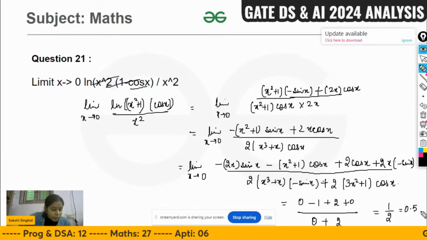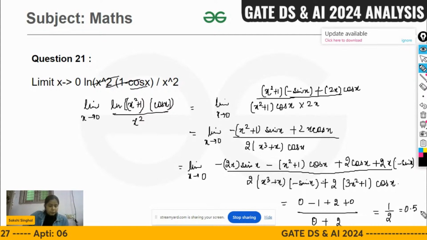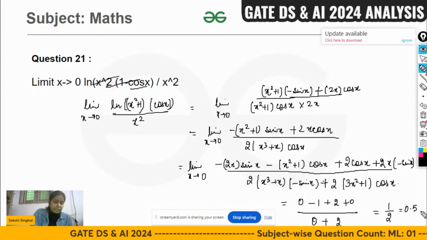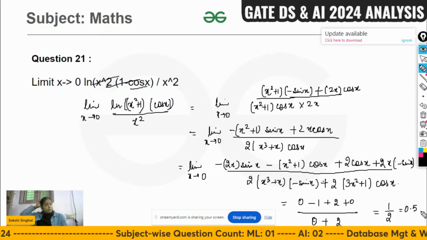So guys, tell me how many of the students get 0.5 as your answer? Just tell me in the chat section how many of you get 0.5 as the answer.